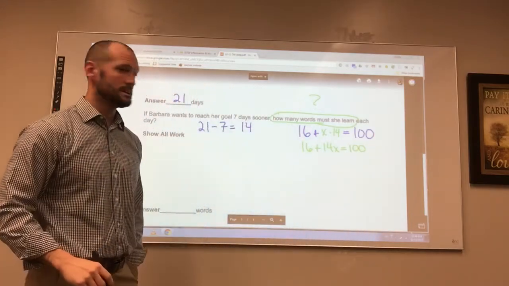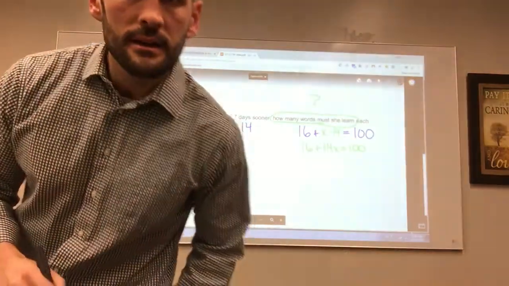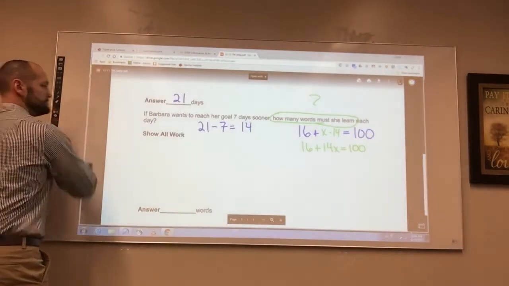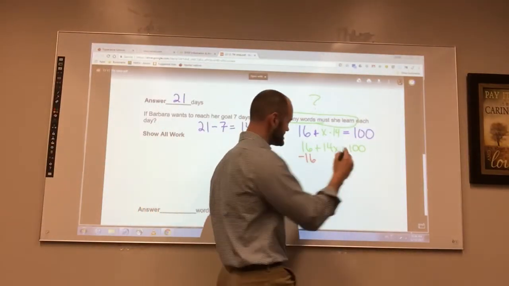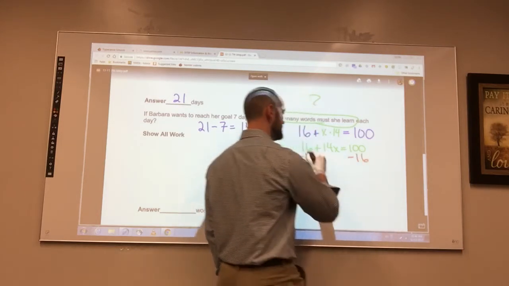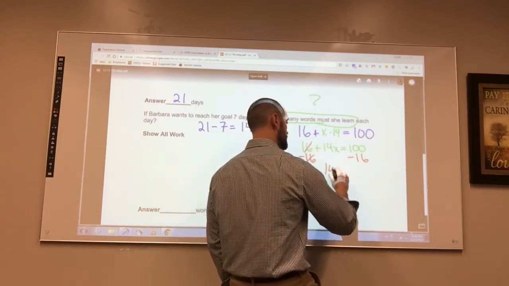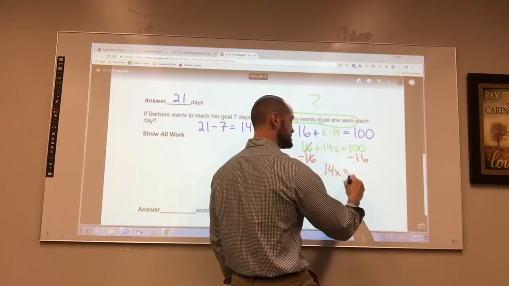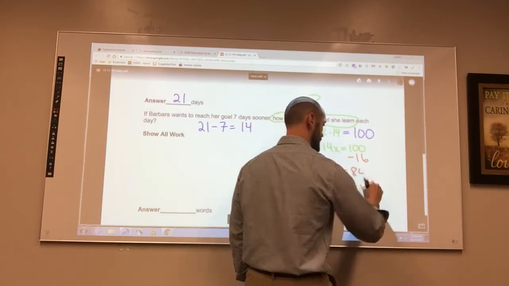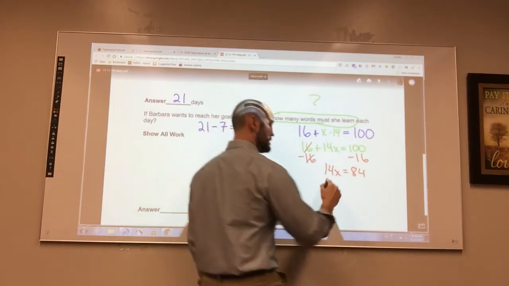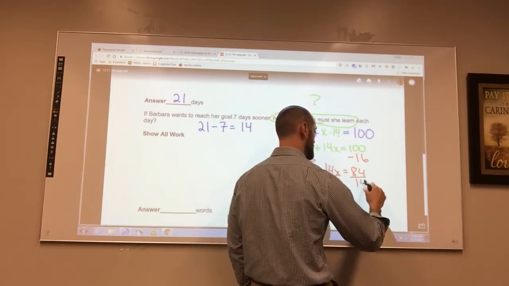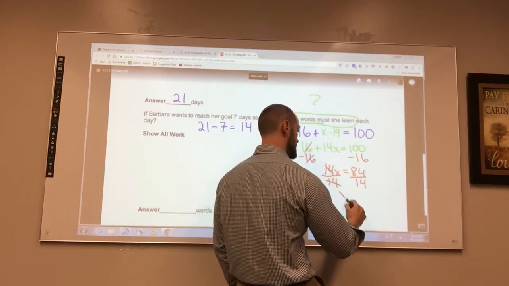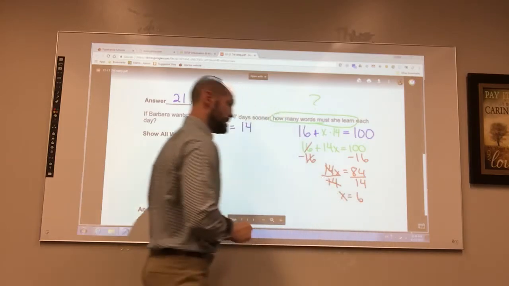From here, we start isolating our variable. Can you see that green okay? It's not great. Let's bring the red in. I subtract 16. Ooh, green and red, Christmas. What's up? Minus 16. We get a 14x equals 84. From here, we divide by 14 because the opposite of multiplying it is dividing. And I get x to equal 6.